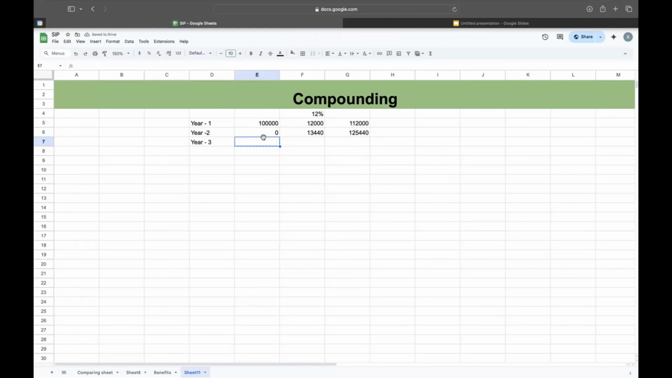So that is 13,400. By the end of the second year, I'll have 1,25,440 rupees. Assuming that in the third year also I haven't invested anything, the same formula applies. I'll be getting returns on what we have by the end of the second year. Right? So 12% of it is equal to 15,000 rupees. So by the end of the third year, I'll have 1,40,492 rupees, right?